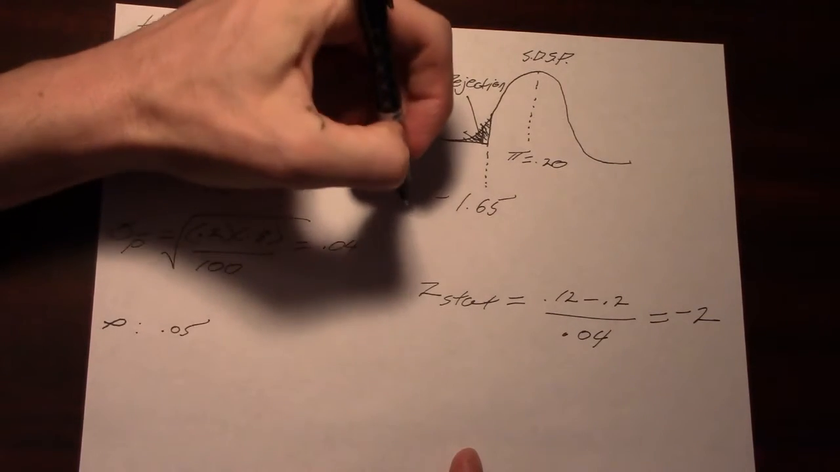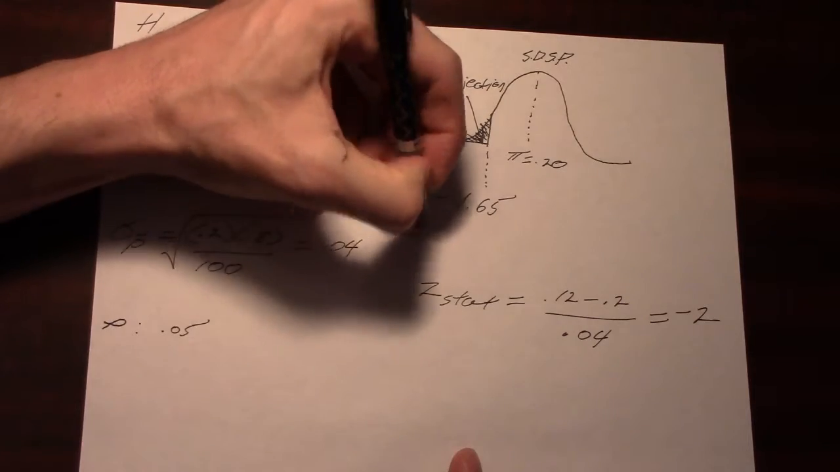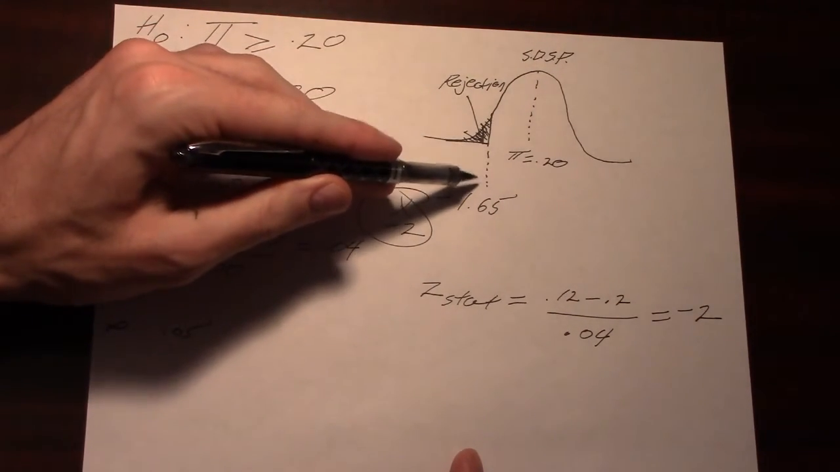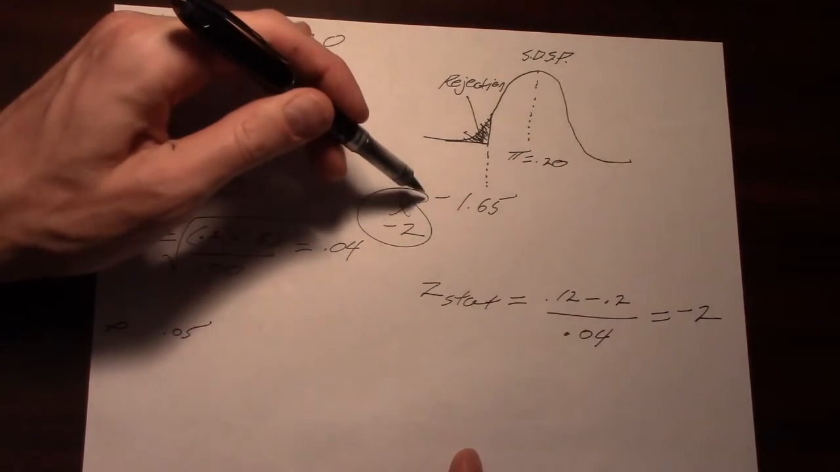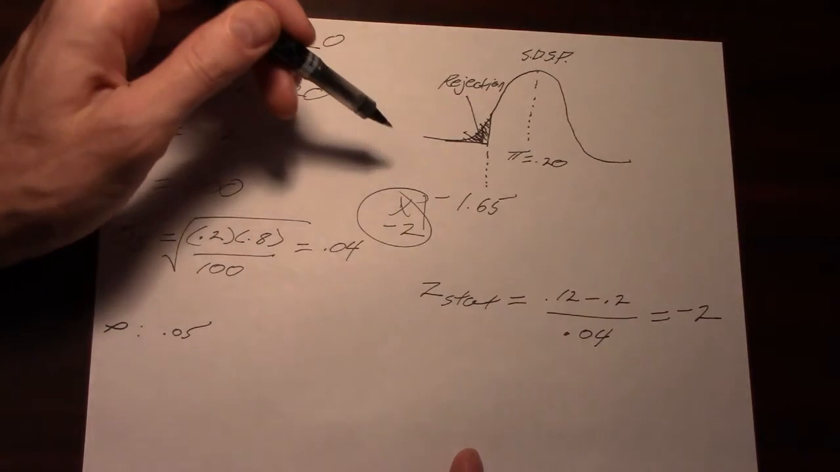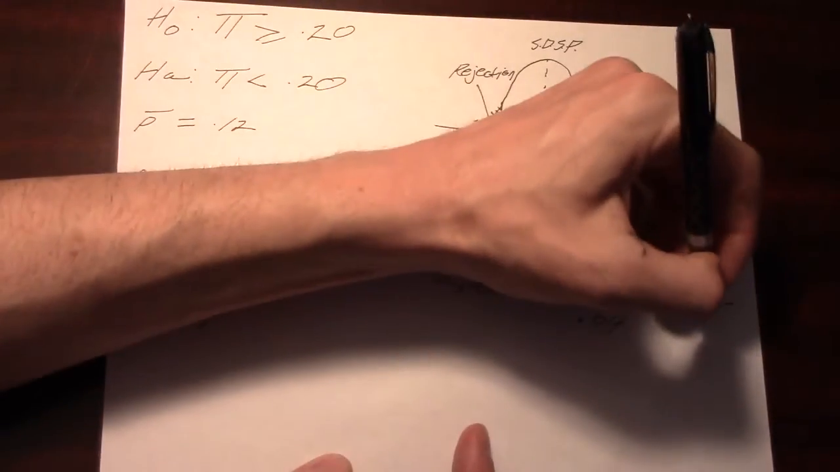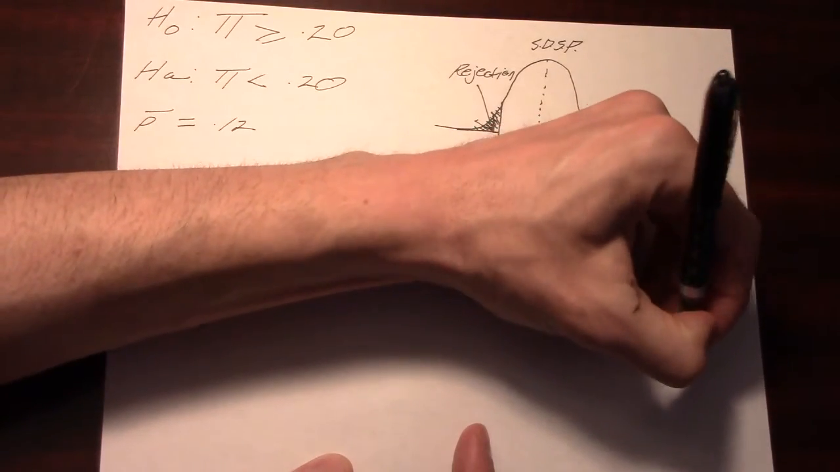Alright, negative 2 falls here. This is negative 1.65, this is negative 2. This is past the threshold for our rejection region. So we know right now that we're going to reject. I can put an arrow here: reject, exclamation point.